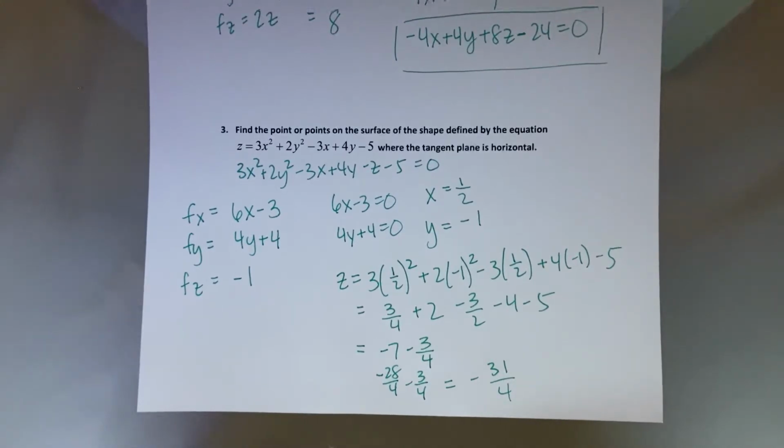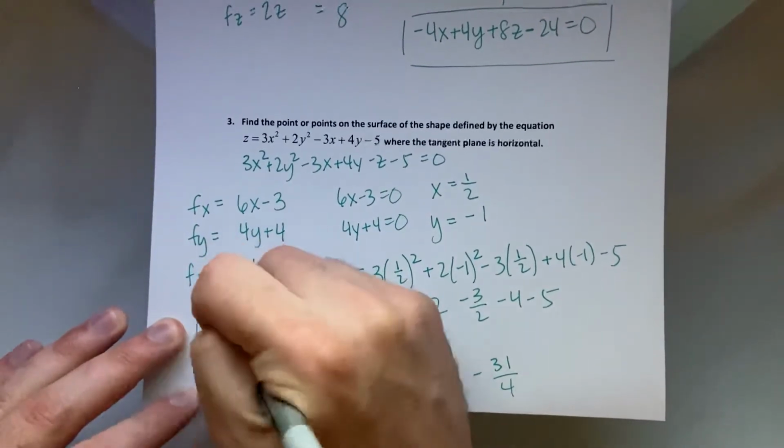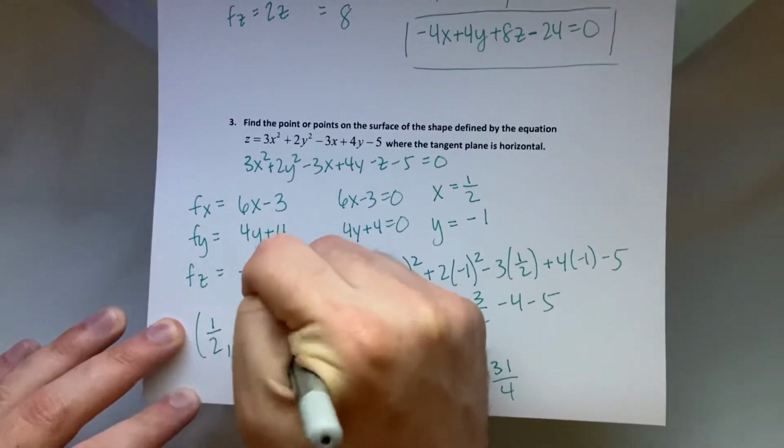Doesn't seem like there's any extra positions. There's no z squared, and since x and y have to be fixed to those 2 values, we don't really have much choice. So there should only be 1 point, and it should be at (1/2, -1, -31/4).